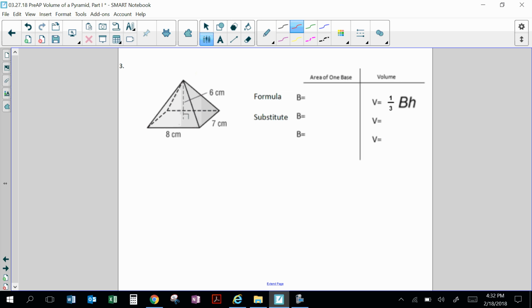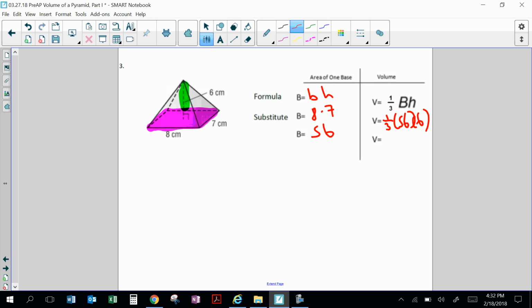Number 3, next one. Highlight the base, highlight the height. So what is the area of this base? The formula is base times height. So it is 8 times 7 is 56. So let's find the volume of this three-dimensional shape. 1/3 times 56 times 6.